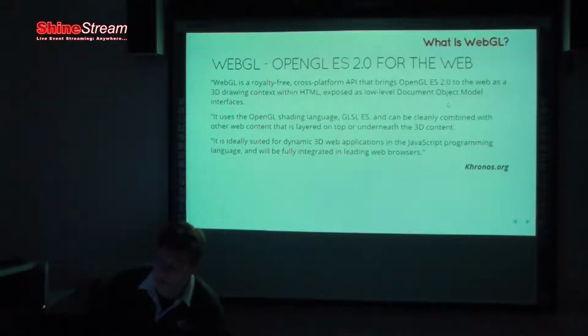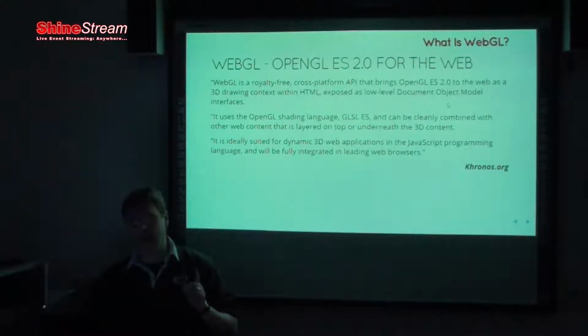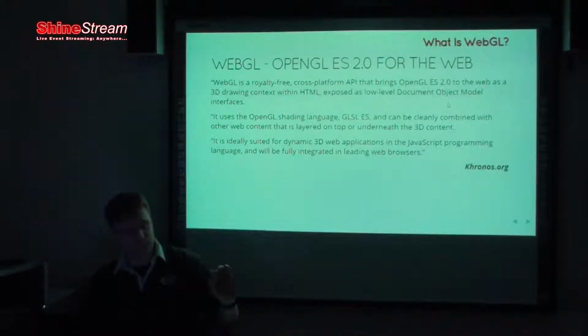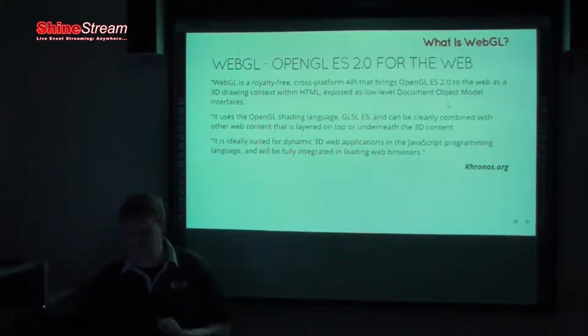This is all data. So basically WebGL is OpenGL ES 2 for the web. ES 2 stands for embedded systems, so it's actually intended for embedded devices on the chip, things like phones. That is the definition from Khronos.